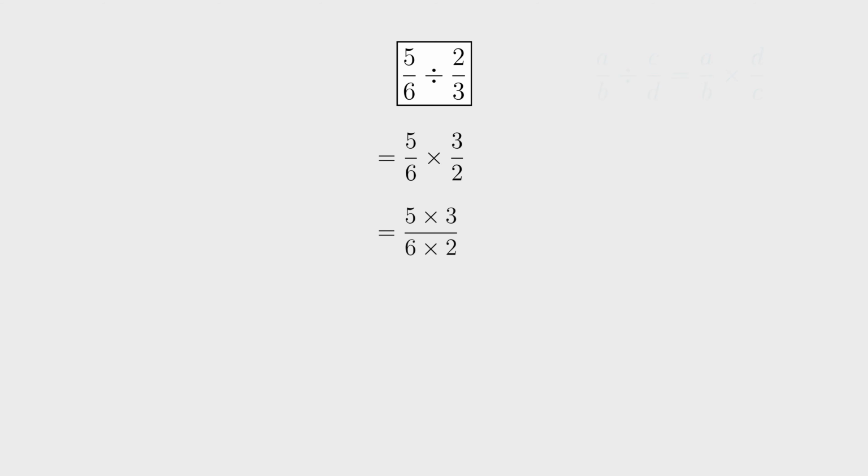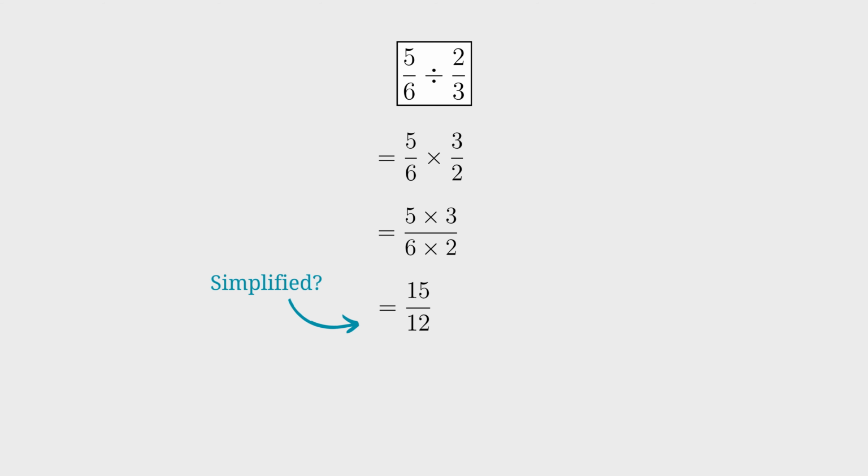Multiply the two numerators with each other and multiply the denominators with each other. 5 times 3 is 15. And 6 times 2 is 12. Thus, you will get 15 over 12. Ask yourself again, is this in its simplest form?